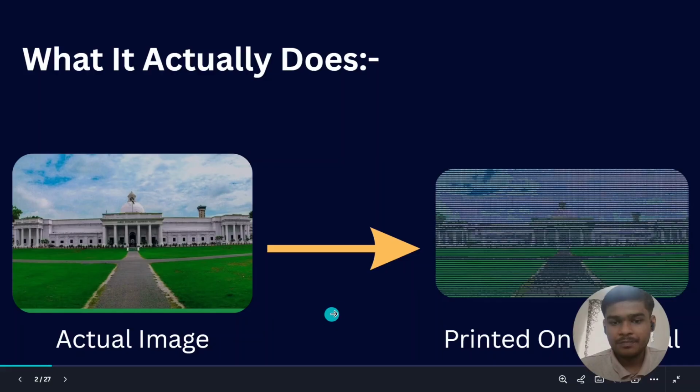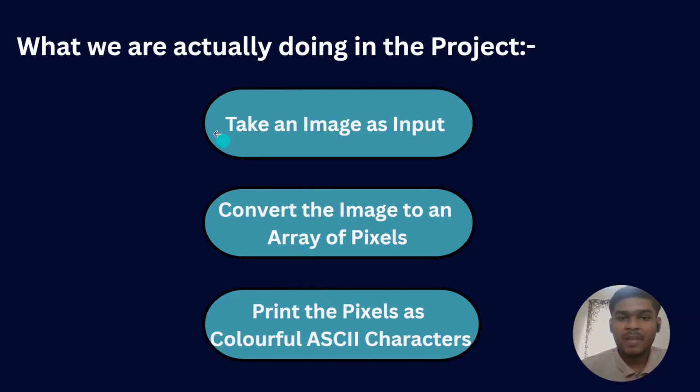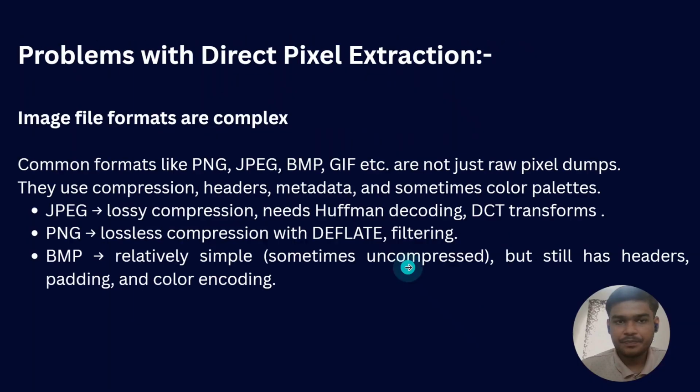This IIT image is printed here on the terminal. So what we are actually doing in this project: we take an image as an input, then convert the image to an array of pixels, where each and every pixel of the image is converted into an array element. And finally, we print the pixels as colorful ASCII characters.